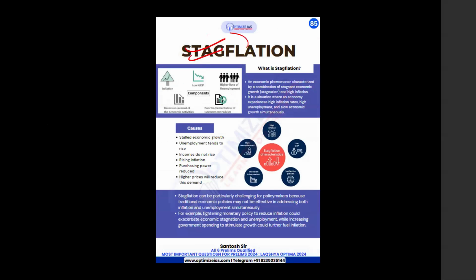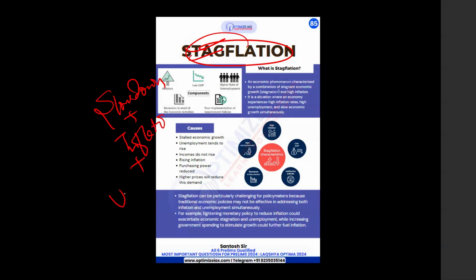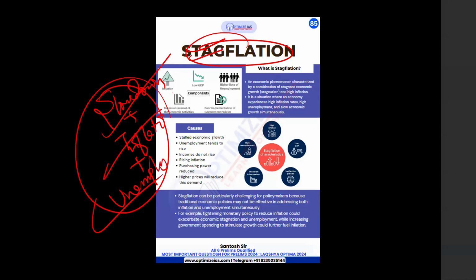Next, guys, the concept is called stagflation. What is stagflation? Stagflation is slowdown plus inflation plus unemployment. Why is stagflation difficult? Because if you are slowing down, you pump more money to prime the economy, to boost the economy. But what will happen? If you pump more money, inflation will also increase. This is a very difficult situation to handle, where the slowdown is there and inflation is very high.